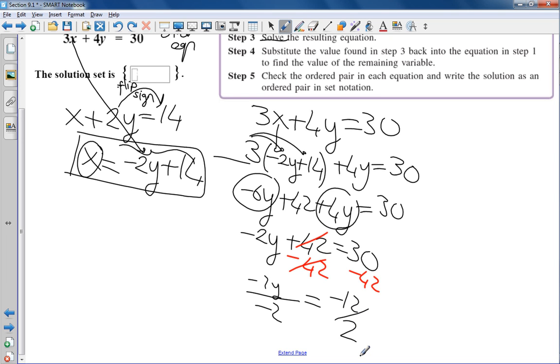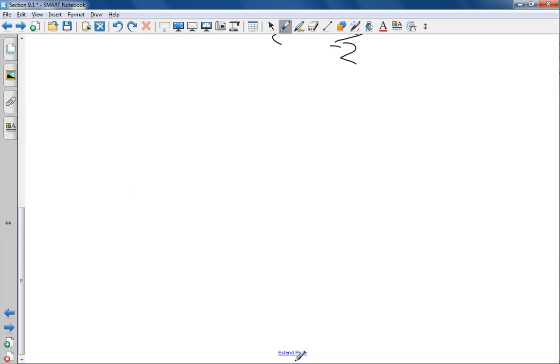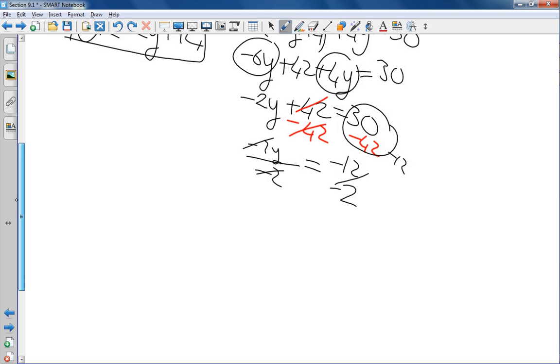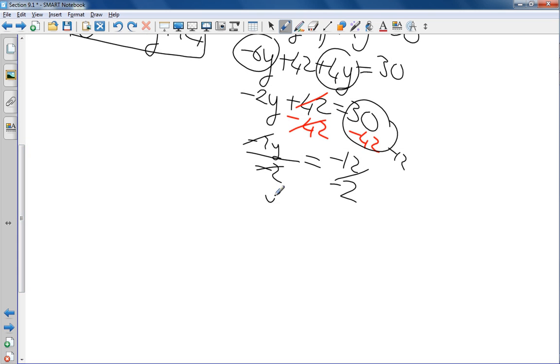It's actually, this thing is minus 12. And now I'm dividing both sides by minus 2. Don't miss the minus. And we end up getting y will be positive 6. Yay! We are halfway to the solution.